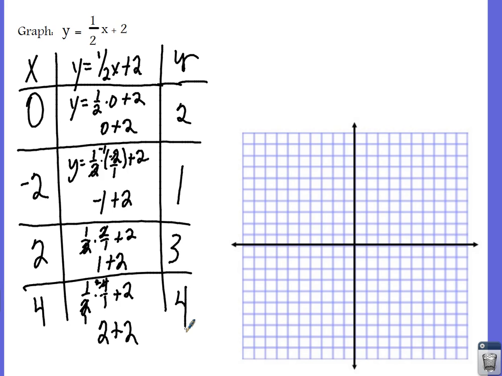So I graph them. 0, +2. -2, +1. 1, 2, 3. 1, 2, 3, 4. And my dots end up in a straight line, so they are correct.